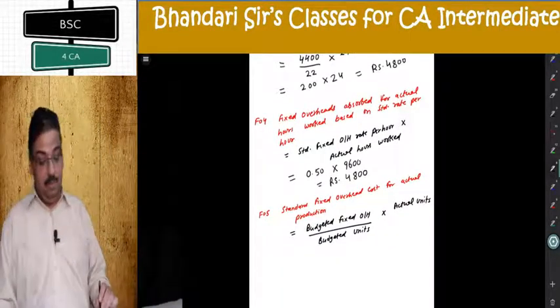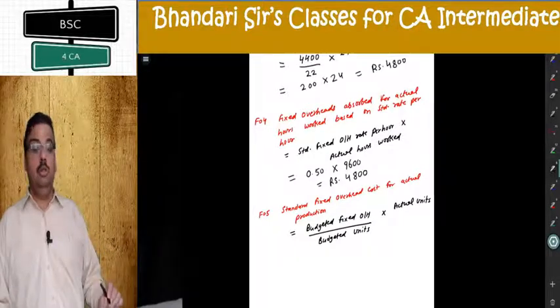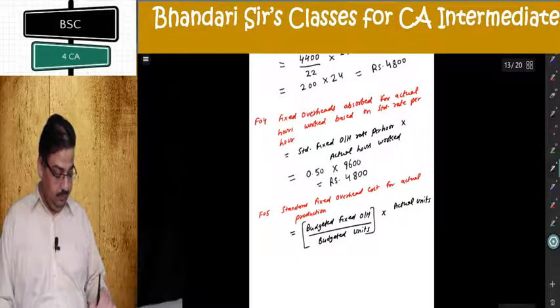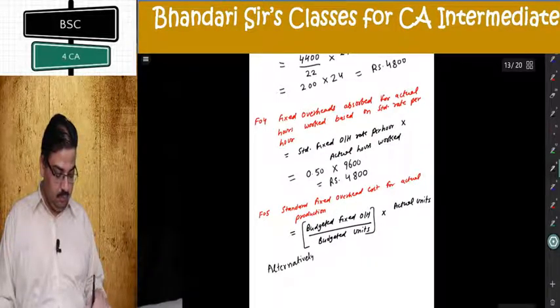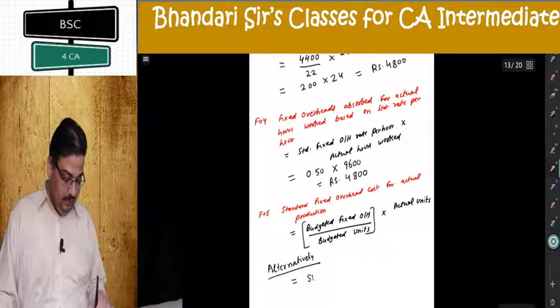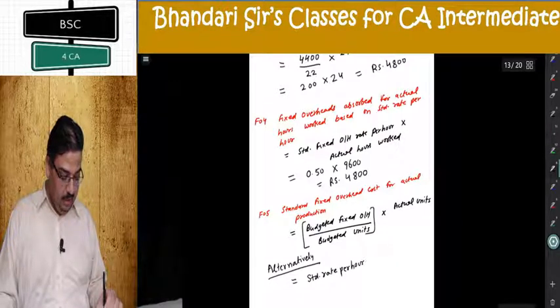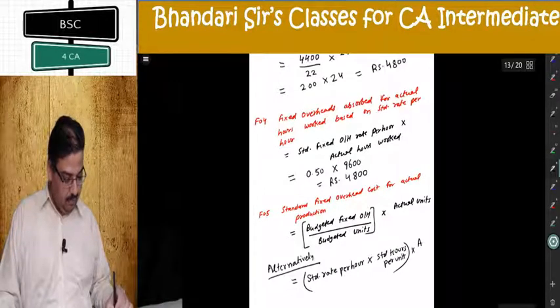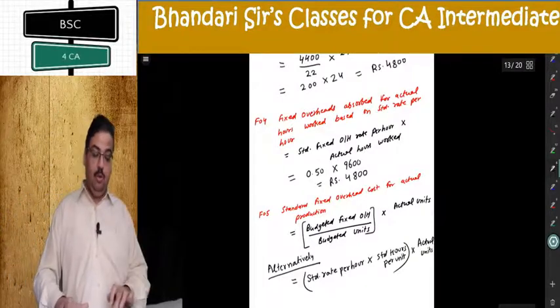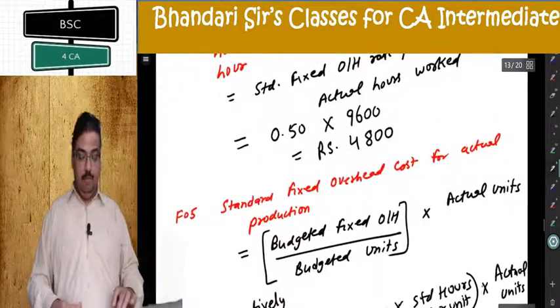Budgeted fixed overhead divided by budgeted units into actual units. Now instead of applying this formula, alternatively I can say standard rate per hour multiplied by standard hours per unit multiplied by actual units. This is the alternative I have told you.